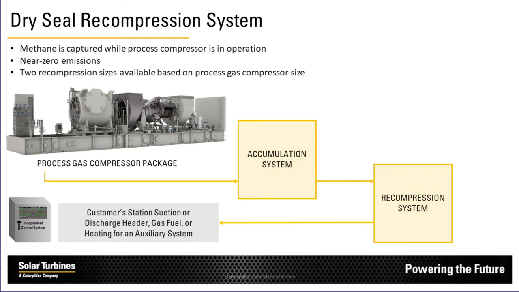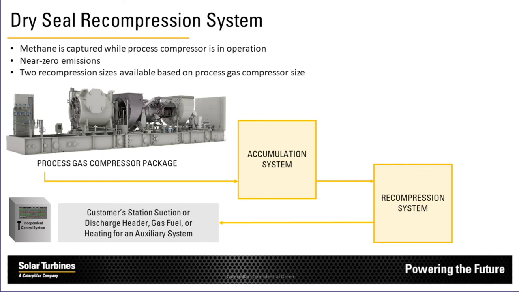Now, as I mentioned previously, there's a lot of variability in flow rate from the dry seals. In order to address that issue, we have two different sizes of compressors that we use in the recompression system. For lower pressure applications and smaller compressors, you have one size. If you have much larger shaft machines and higher pressures, it'll be another. In addition, we can connect multiple units or turbomachinery packages into a single recompression system, and this helps reduce CapEx and OpEx associated with the product.